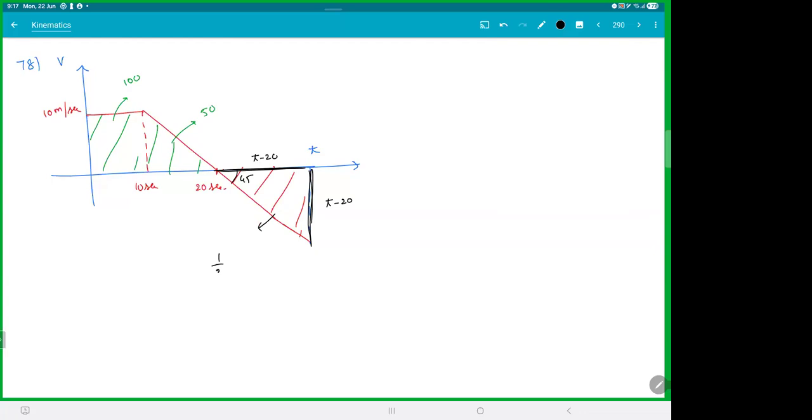So what is this area? Half into base into height. So that's your negative area. So the area below the time axis must be negative. So the displacement will be that green area, which is 150 minus half into (t minus 20) square. This is your displacement at any time t. And now you're saying this is equal to 0. That would be 300, 10 root 3 and 20. So 20 plus 10 root 3. Easy? So the area above the time axis and area below the time axis must be equal. So then they'll cancel out and you'll get 0.